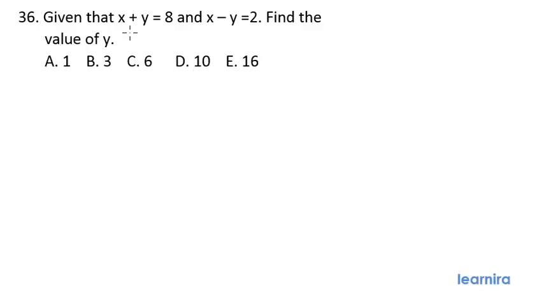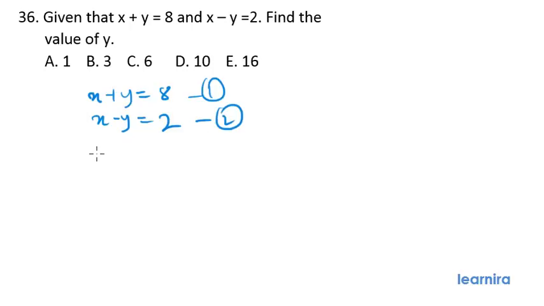So it's given that x plus y equals 8 and x minus y equals 2. Find the value of y. So what I'll just do is, let's take this as equation 1, this as equation 2. From equation 2, I'll just say this is x equals 2 plus y.